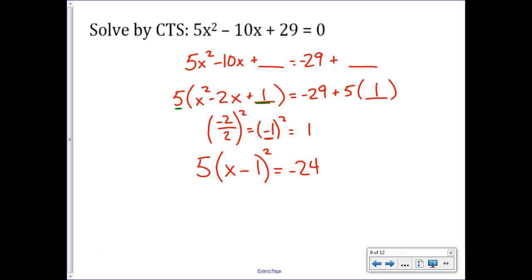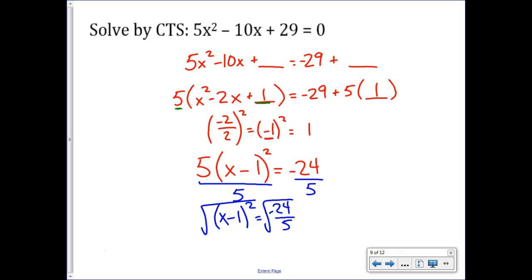Now we're ready to solve. We do have an extra step there because we want to divide out that 5. So I get x minus 1, still quantity squared, equals negative 24 over 5. Now since I just have this squared, I can take the square root of both sides. So I get x minus 1 is equal to plus or minus the square root of negative 24 over 5.